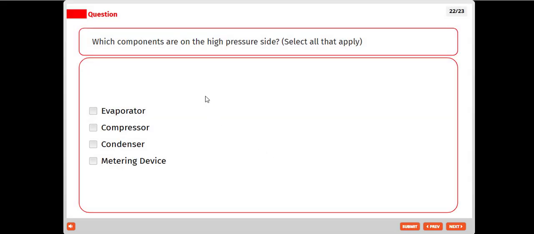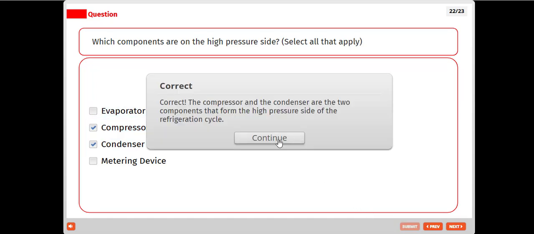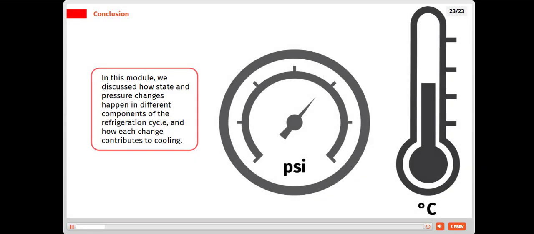Which components are on the high pressure side? The high pressure side, it will be the condenser and the evaporator. No, the condenser and compressor. In this module, we discussed how state and pressure changes happen in different components of the refrigeration cycle, and how each change contributes to cooling.